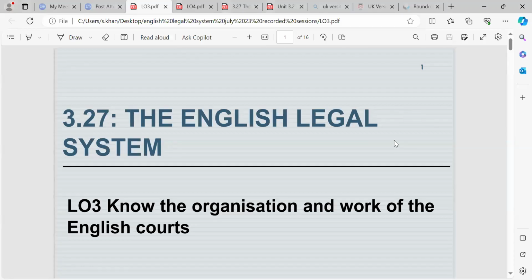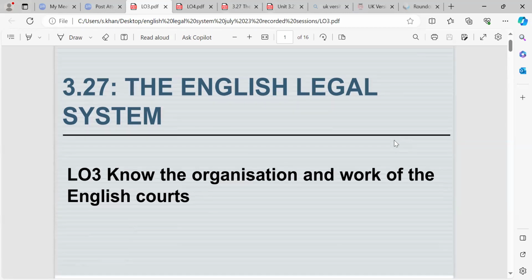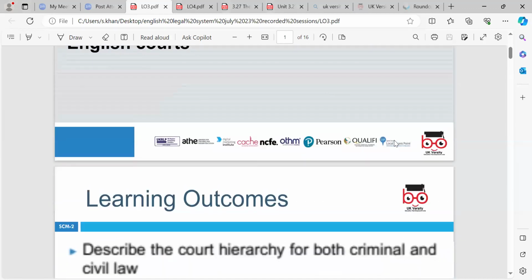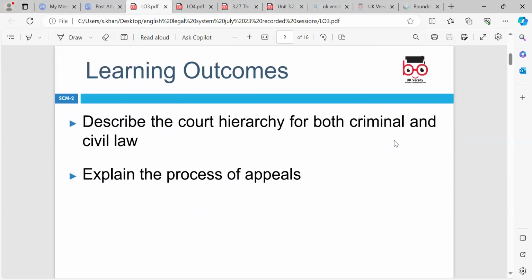So after we've looked at learning outcomes 1 and 2, we've now gone on to learning outcome 3 in regards to the English Legal System unit. A summary of what we've done in learning outcome 3 is to know the organisation and work of the English courts. So we looked at the learning outcomes, which were to describe the court hierarchy for both criminal and civil law, and to explain the process of appeals.